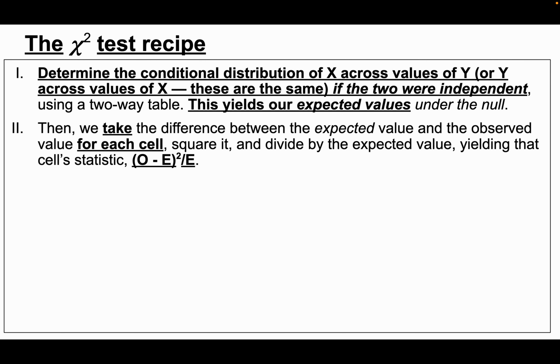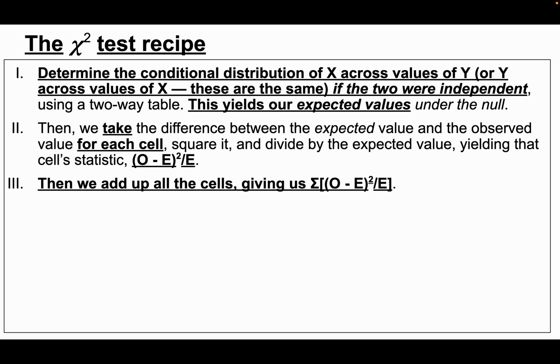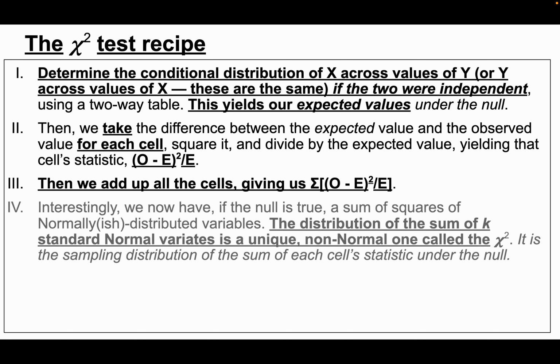Then we calculate the statistic. So we take the difference between the expected value and the observed value for each cell, we square it, and we divide by the expected value, yielding that cell's statistic, observed minus expected squared over expected. Then we just add up all the cells, giving us this.